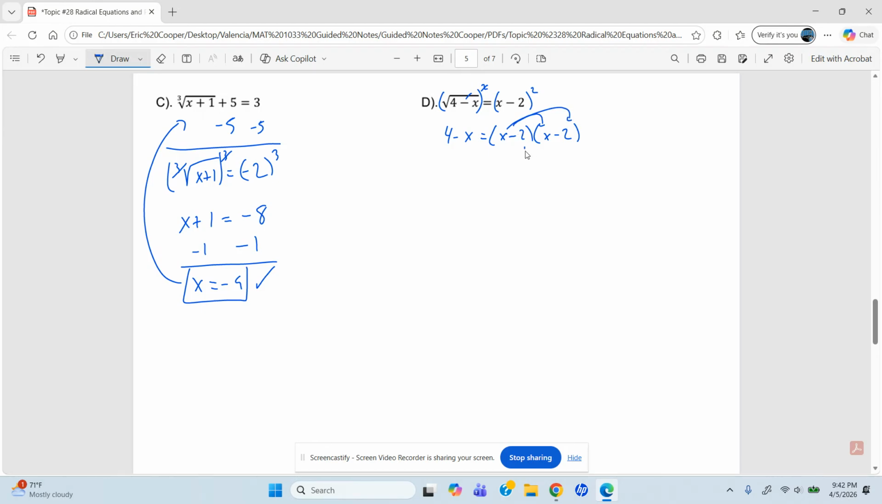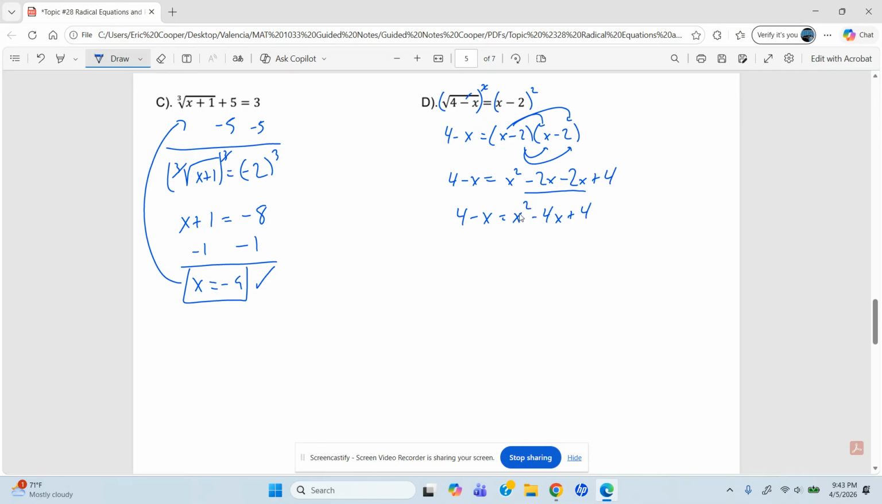Foiling this out, I have 4 minus x still over here. X times x is x squared. X times negative 2 is negative 2x. Negative 2 times x is negative 2x. Negative 2 times negative 2 is positive 4. I can combine like terms there. So I have x squared minus 4x plus 4.